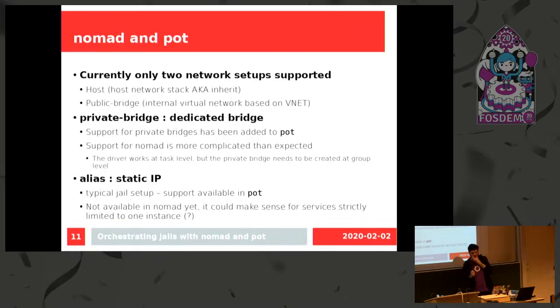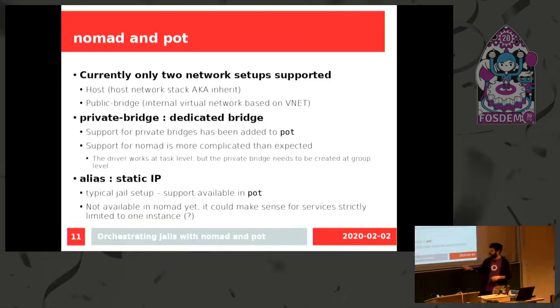Network. Currently, we support two network configurations. One is the so-called host, which in jail jargon means inherit. So basically, you're using the machine's network stack. The other one is the public bridge, meaning that you have an internal bridge. Every jail has a VNet, its own stack. It receives one IP and is exported outside. There is a NAT that is showing everything, and you have a redirection rule for every service that you want to expose. And those are supported both in pod and in Nomad.